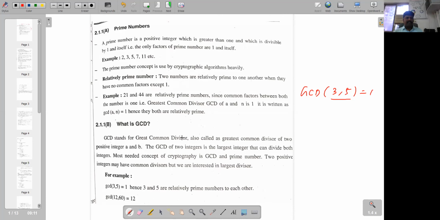GCD is the greatest common divisor. If I'm taking two numbers A and B, what is the common divisor between these two numbers? That is called the greatest common divisor. The GCD of two integers is the largest integer that can divide both integers. I could explain with an example: 3 comma 5 again is 1, because these two are co-primes.